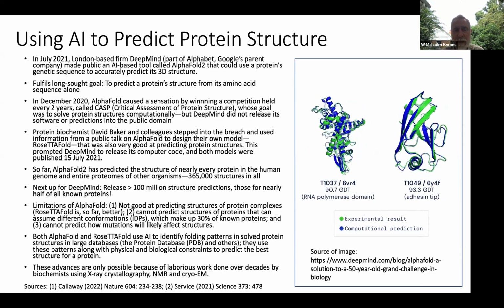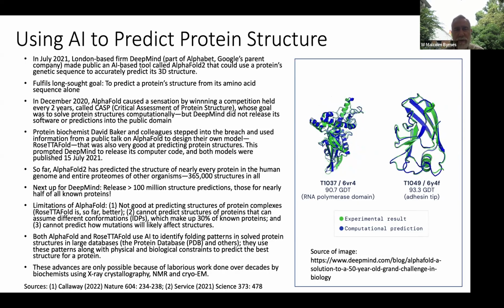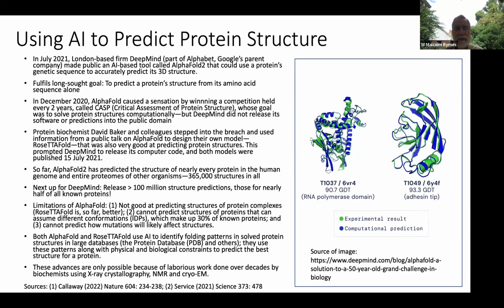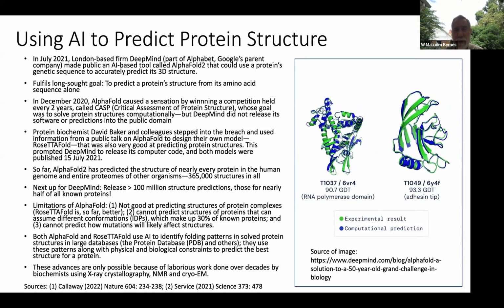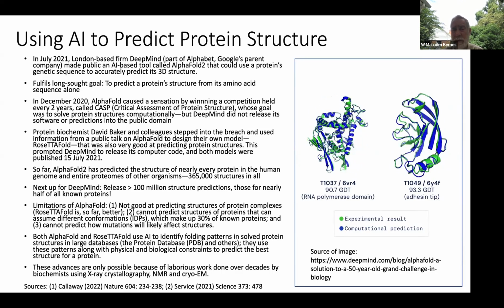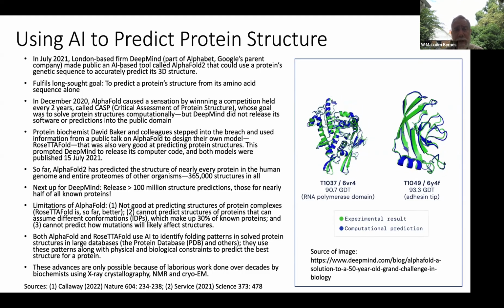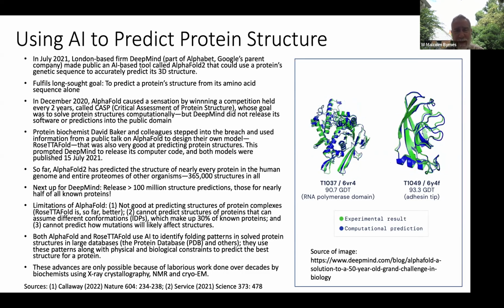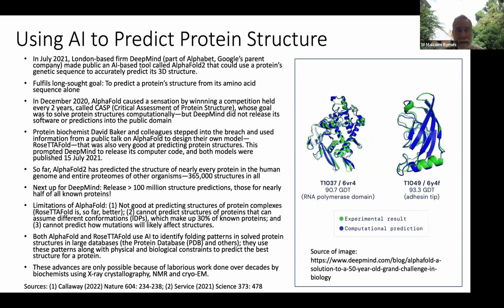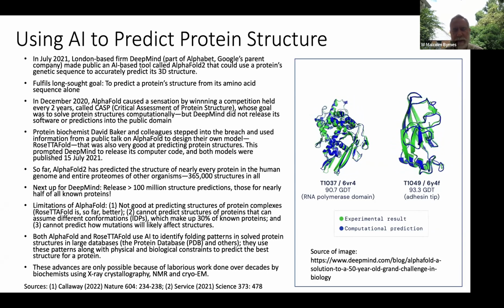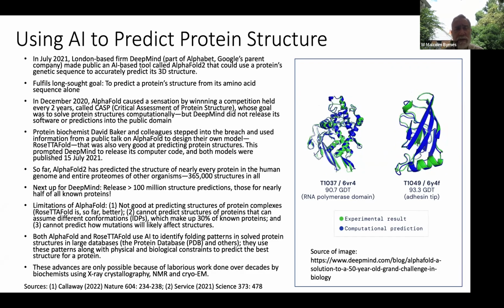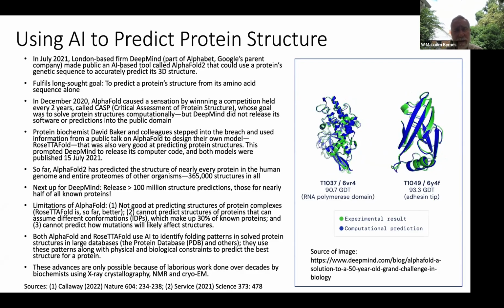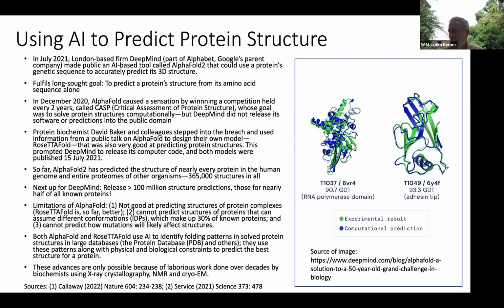So for now, what about AlphaFold 2? So far, AlphaFold 2 has predicted the structures of nearly every protein in the human genome and the entire proteomes of some organisms. Now remember, the proteome is the complete catalog of all the proteins in a cell, tissue, or organism, even a single-celled organism like E. coli. So they've predicted the structures of 365,000 proteins in all.